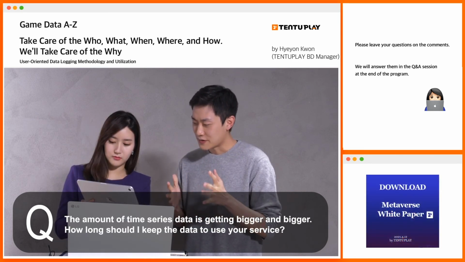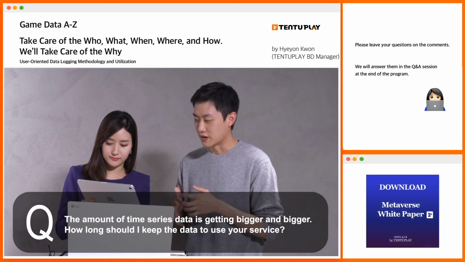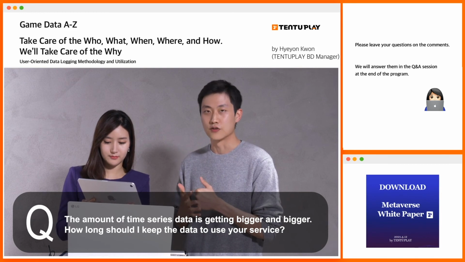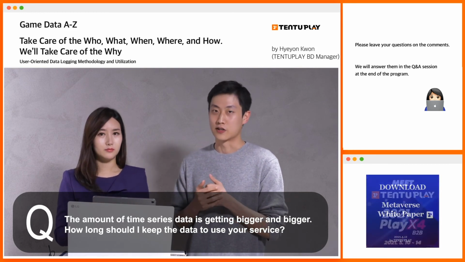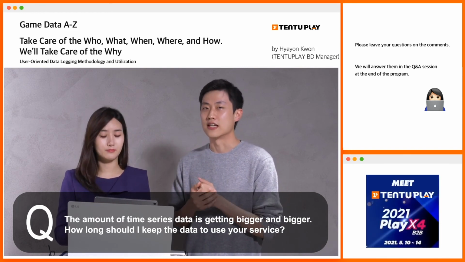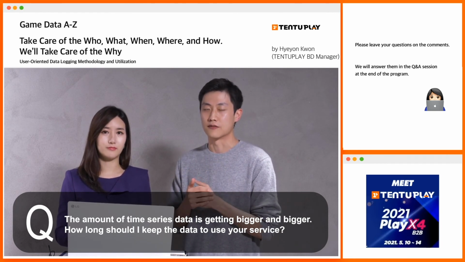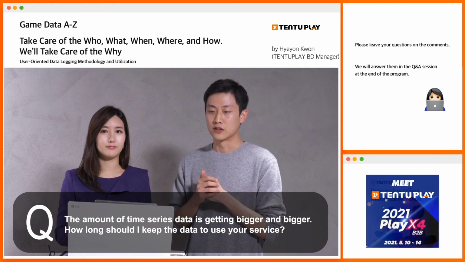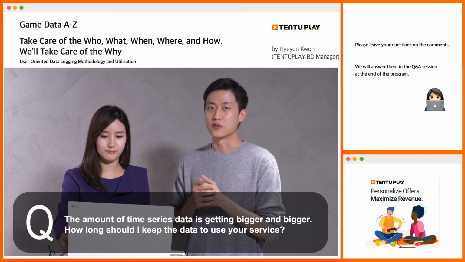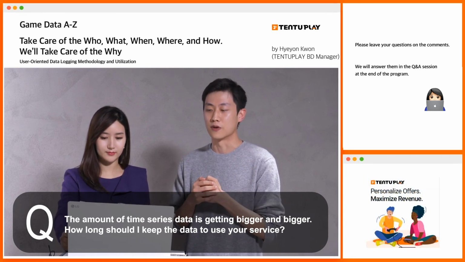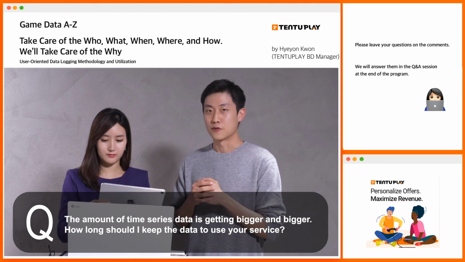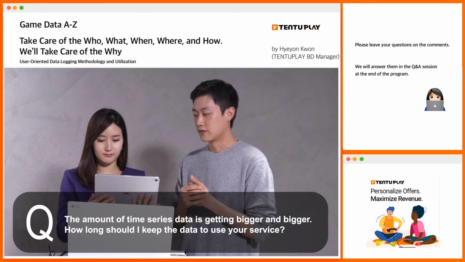The amount of time series data is getting bigger and bigger. How long should I keep the data to use your service? This is a good question. You need at least 30 days of data stacked in our system to get appropriate personas out of it. If you have too little, there would be very few personas that you're going to be able to take away. So yes, 30 days is going to be the appropriate amount.